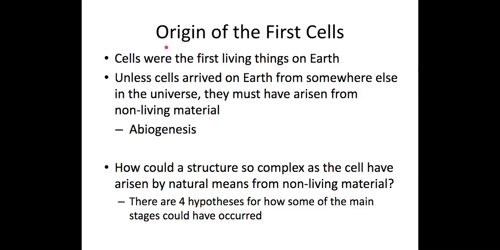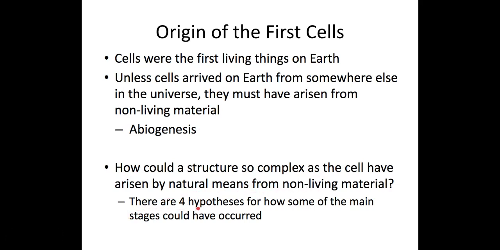Now, with our knowledge that cells can only be formed from the division of pre-existing cells, we're going to go over the history of the origin of the first cells on Earth. Cells were the first living things ever present on Earth. And unless cells arrived on Earth from somewhere else in the universe, they must have arisen from non-living matter. But this begs the question of how a structure as complex as a cell could have arisen by natural means from non-living matter.